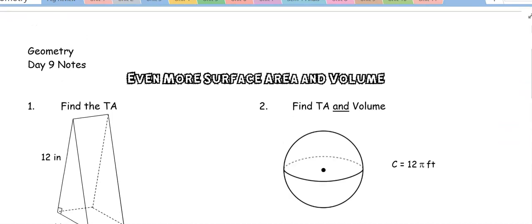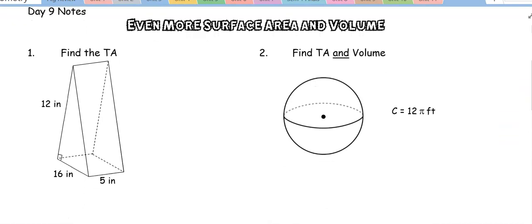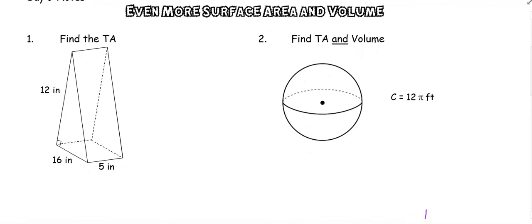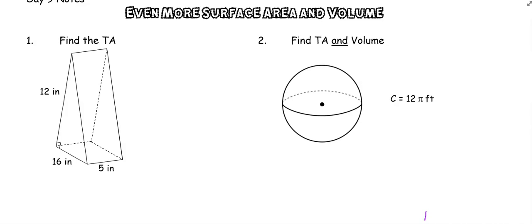All right, we have even more surface area and volume for today. So we are looking at the first one. Find the total surface area. We look to see what kind of shape we have.